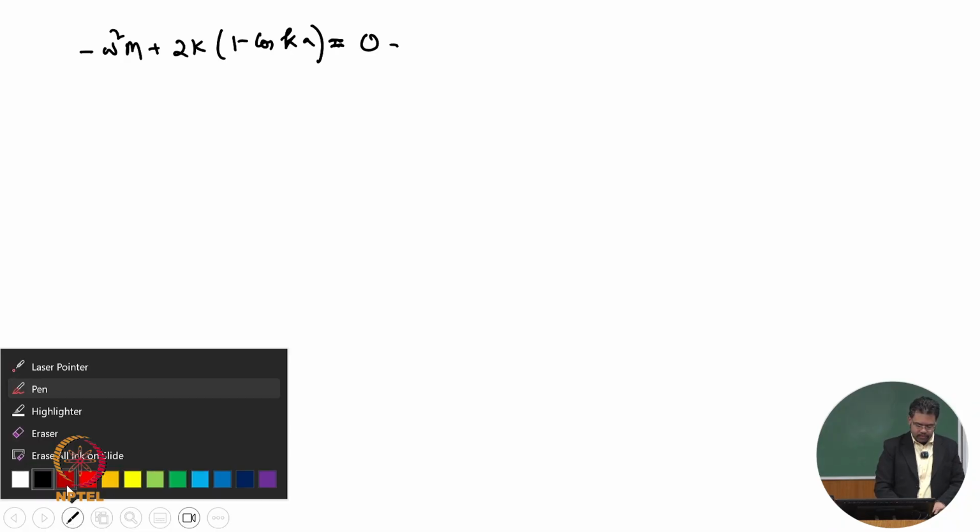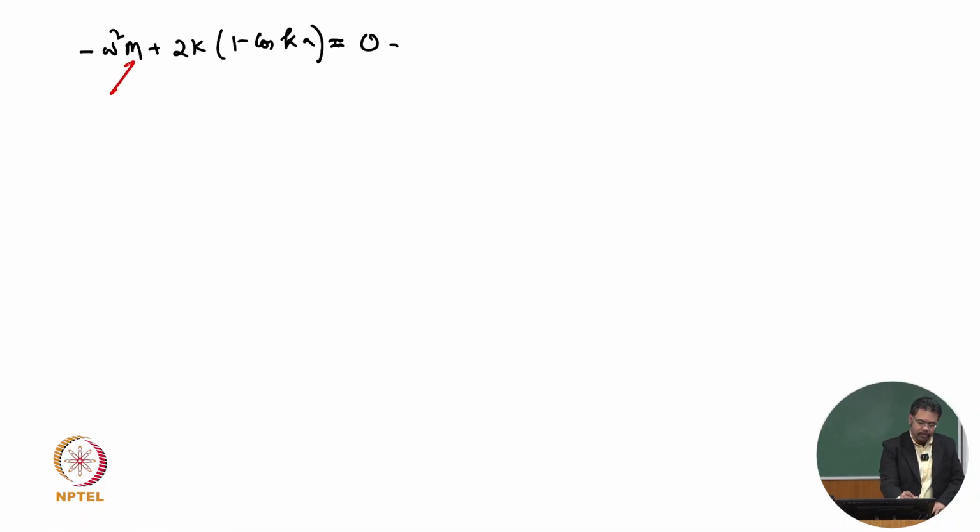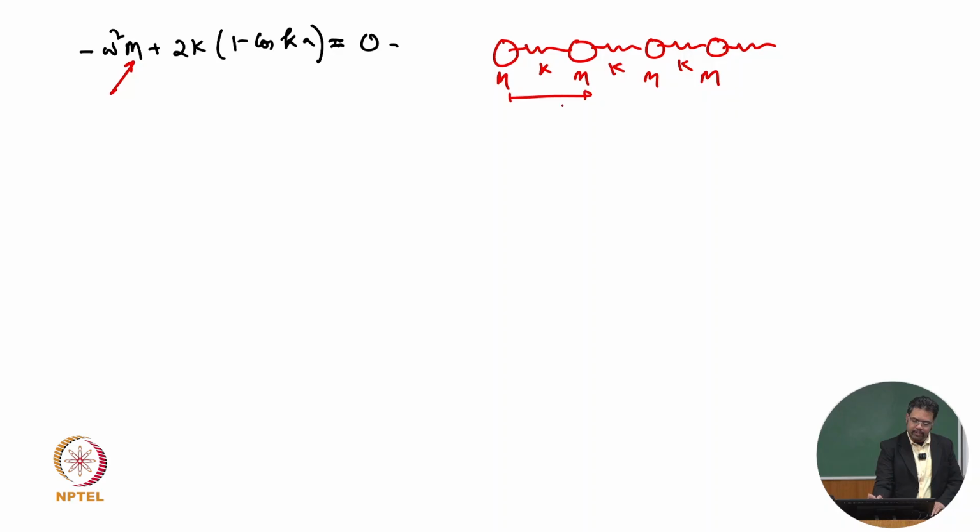Now let's see, what terms do we have here? We have mass. So you think this is representing this type of structure. Now you will see these are my mass m and these are stiffness k and these are distance a. So this is my mass, this is my stiffness and this is the distance. Okay, agreed.